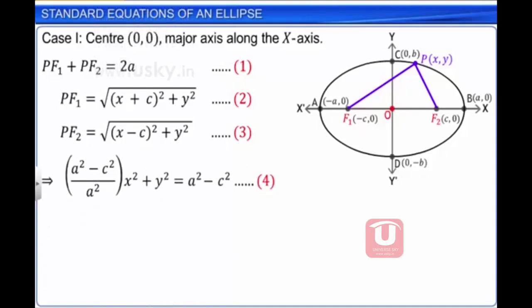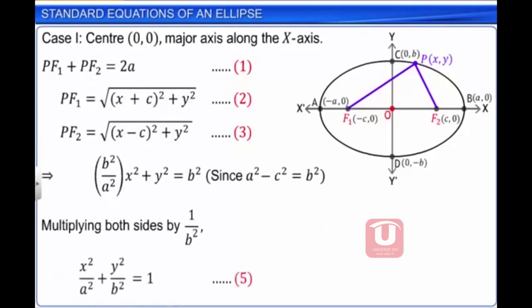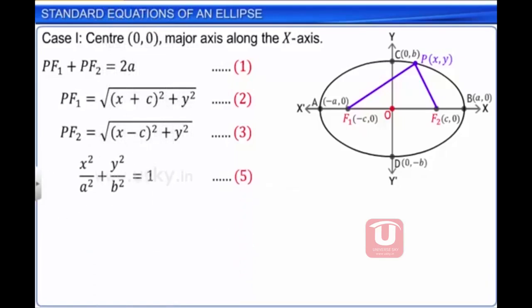Substituting the values of a square minus c square as b square in equation 4 and simplifying further, we get x squared upon a square plus y square upon b square is equal to 1. We can say that equation 5 represents the given ellipse if the coordinates of point P as derived from this equation satisfy the geometrical condition PF1 plus PF2 is equal to 2a.